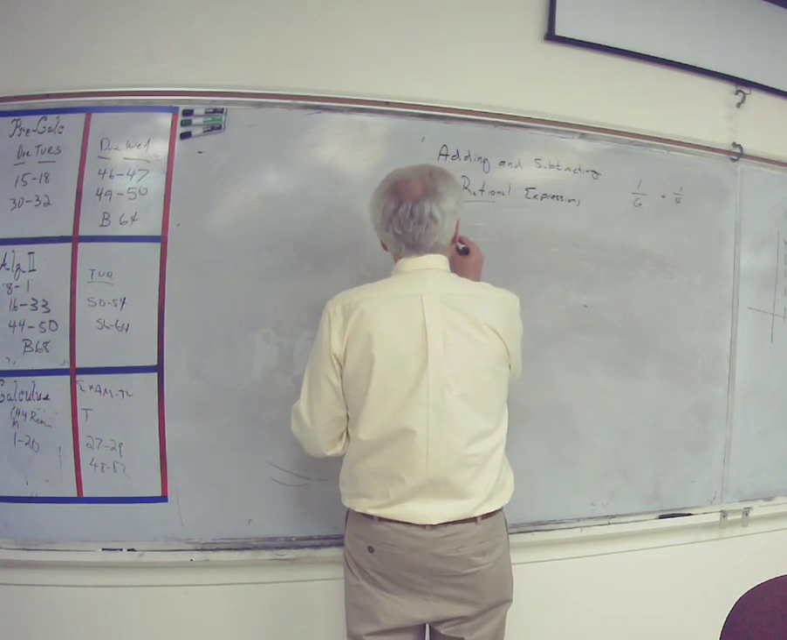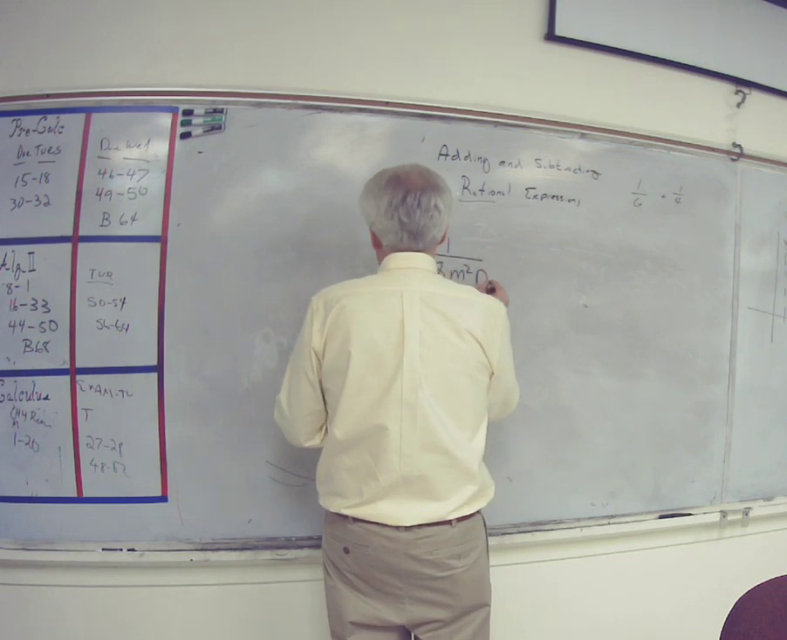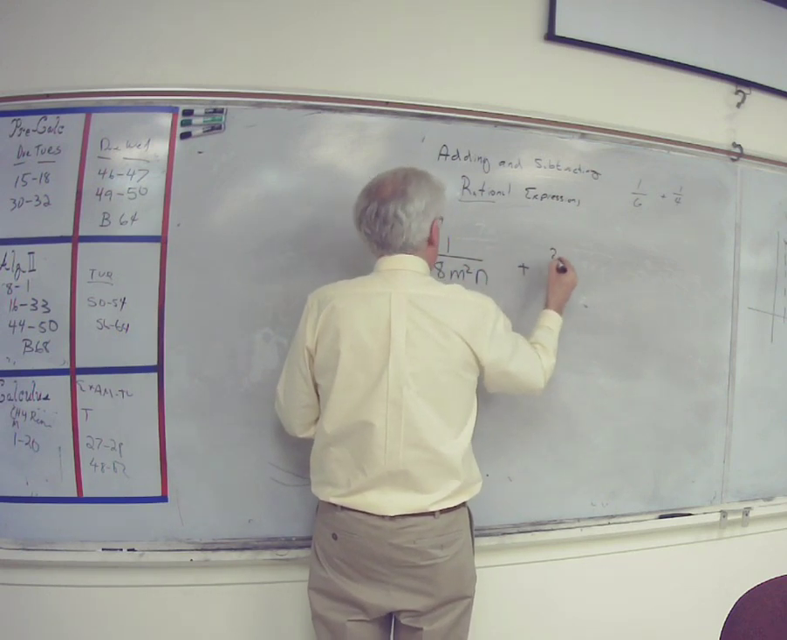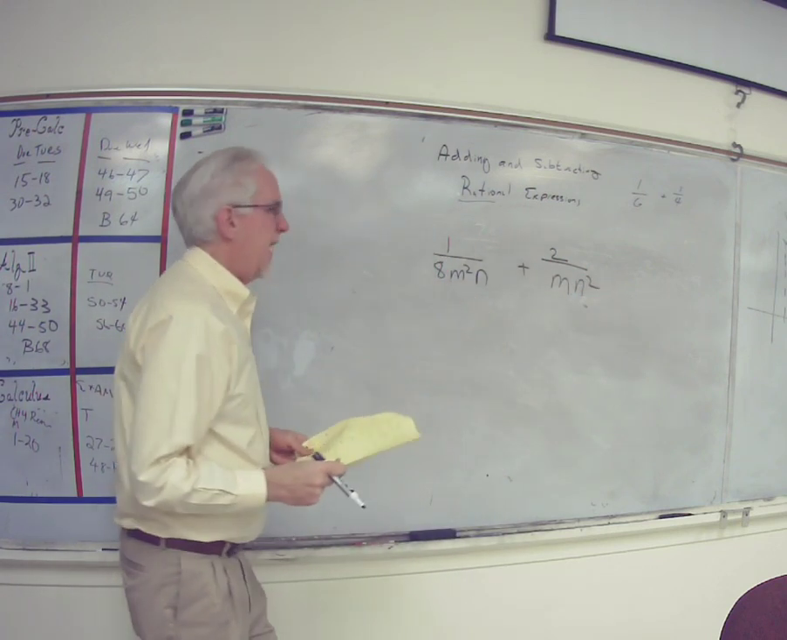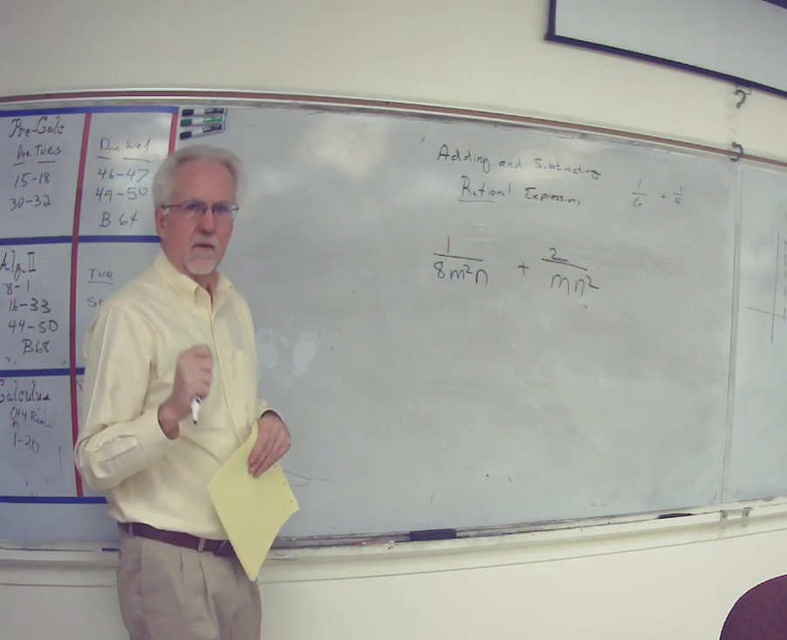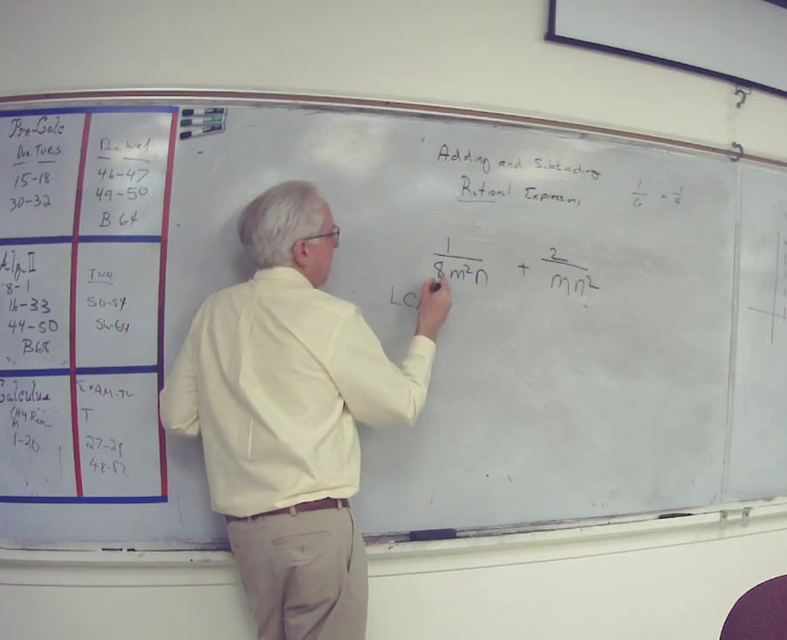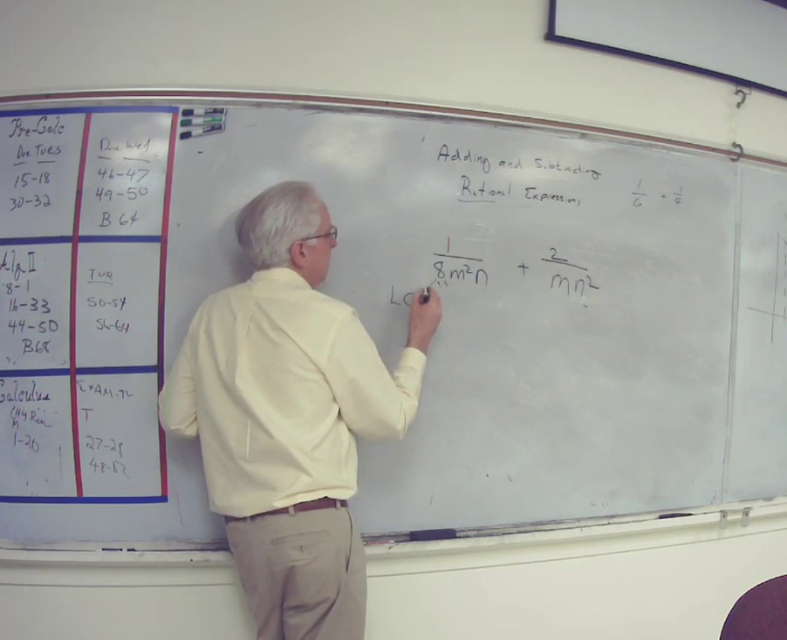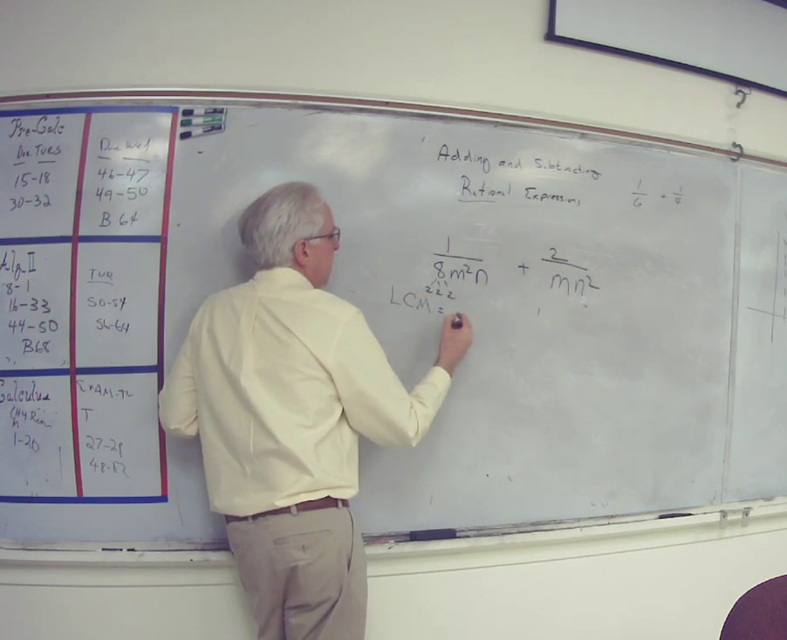Okay. Let's try another. If I have 1 over 8m squared n plus 2 over mn squared, if I'm going to add those two, what's the first thing I should do, Jaden? Find the least common multiple. Okay. And Jaden, help me. The least common multiple, the 8 would be what, and what? 2, 2, 2. And this would just be 1. So this number down here would be what? 2, 2, 2 would be 8.